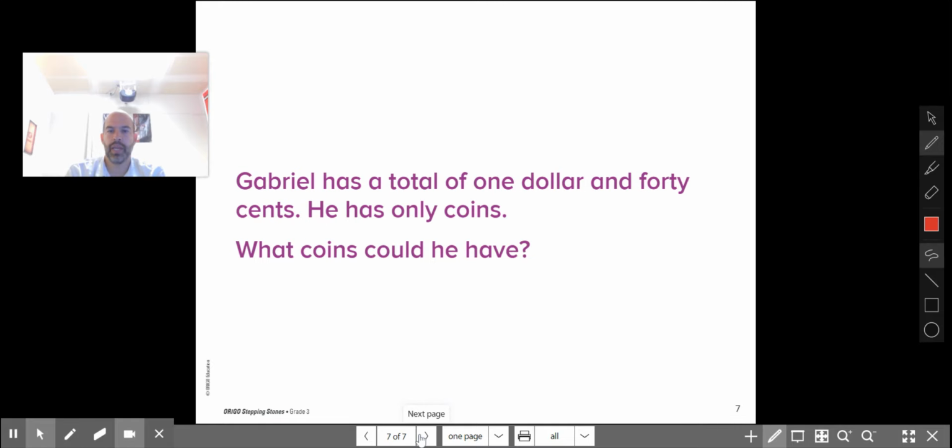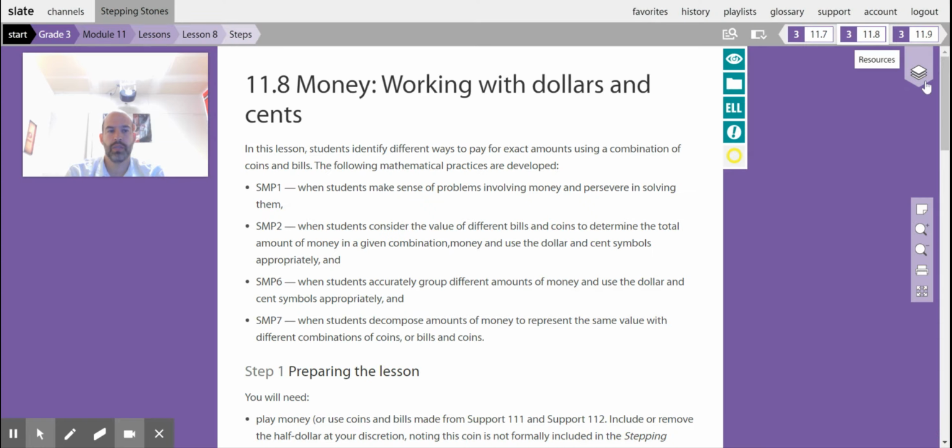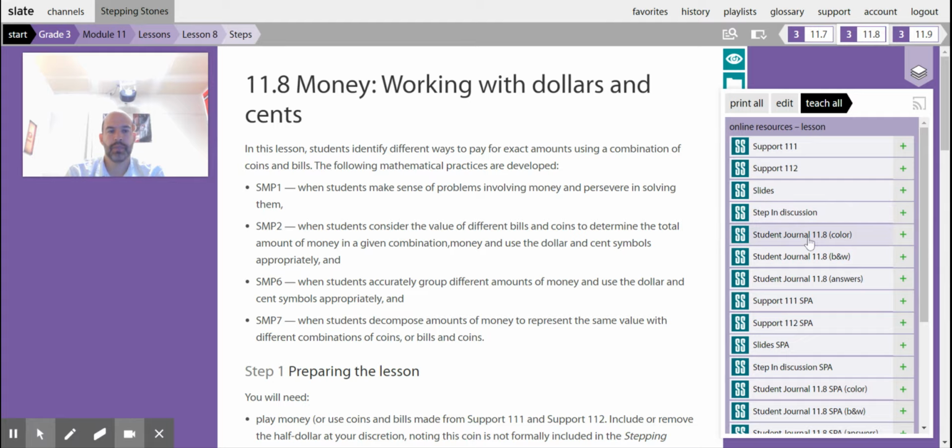All right. On the next one, it says Gabriel has a total of $1.40. He has only coins. All right. Keywords here. He has only coins. So think about your solution, try it, solve it, and ask your parents to check your work. All right. We're going to go ahead and move on now to our work pages.